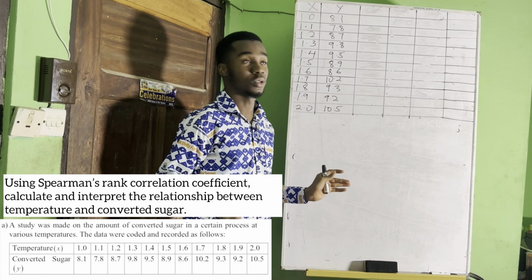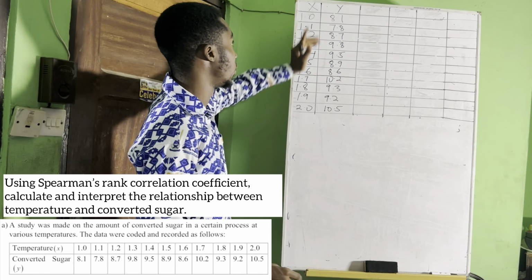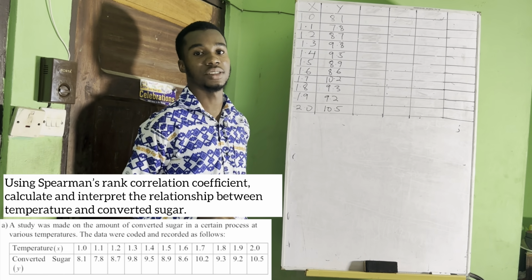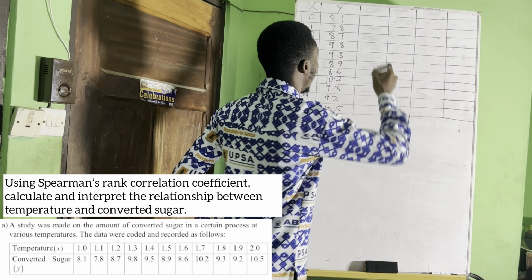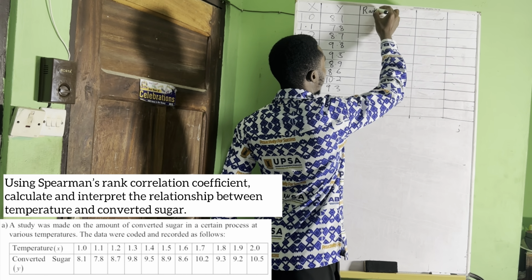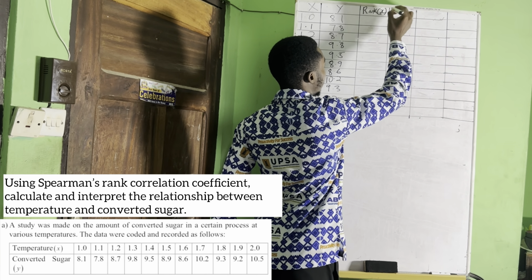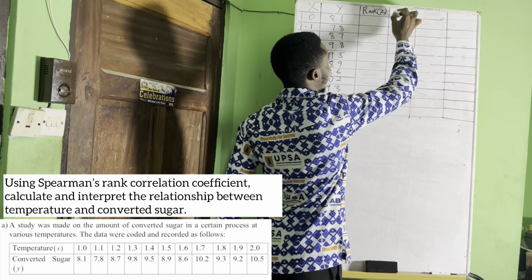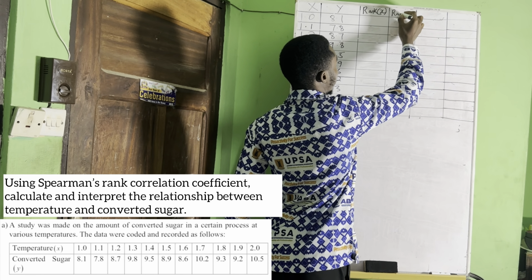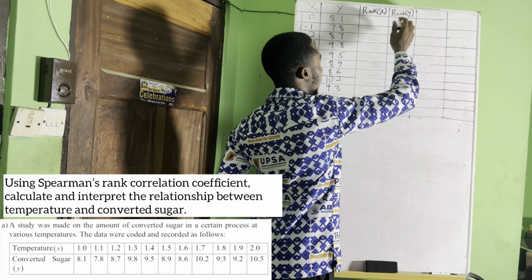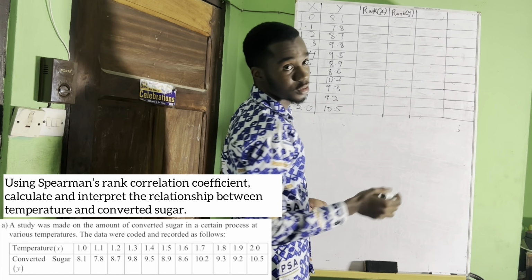So if a question comes on it, you just write your x values, your y values. Now the next thing you write is the rank of x. You get it? So rank of x. So I can just do rank into brackets x. Then the next one you write is rank of y. Get it? Rank of y. Now after you write the rank of y, the next one you write is difference, or d.